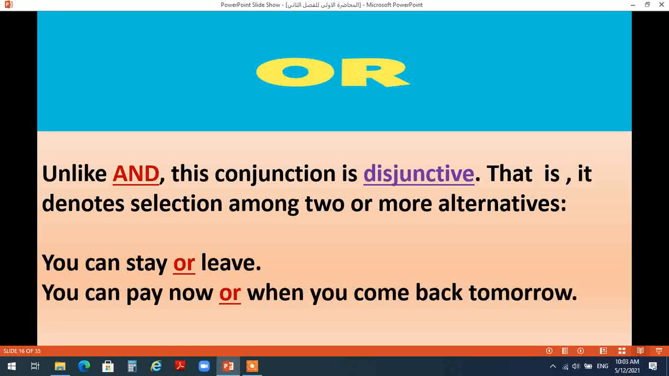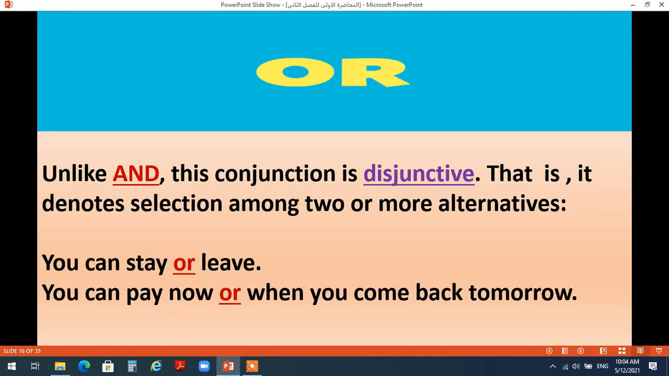Or when you say you can pay now or when you come back tomorrow. So here you have two alternatives، عندك خيارين، إما أن تدفع الآن حالا أو أن تدفع يوم غد. فإذا here we have two alternatives. Sometimes we have more than two alternatives, and in all cases you have to select among these alternatives. لازم إنه تختار ما بين هذه الخيارات المتاحة أمامك.